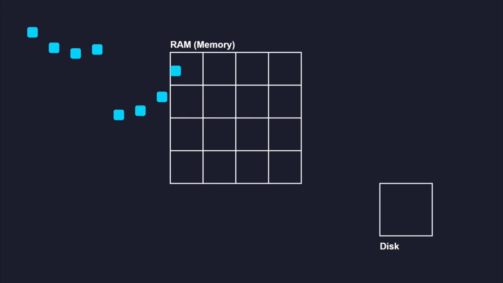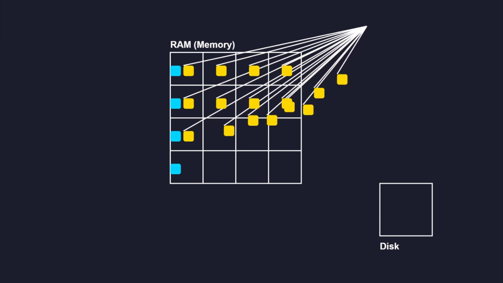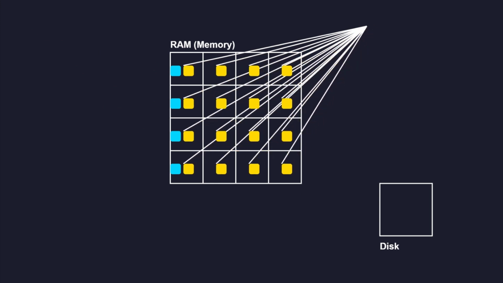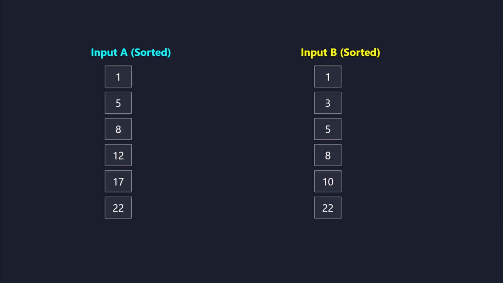Hash joins handle large, unsorted datasets by building a hash table in memory from the smaller input. It then probes this table with the larger input. If memory is insufficient, the operation spills to the storage disk, drastically slowing performance.